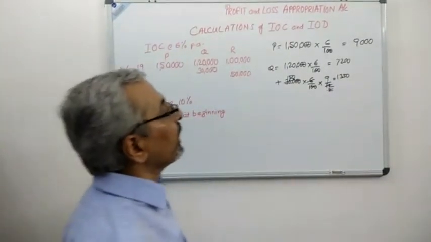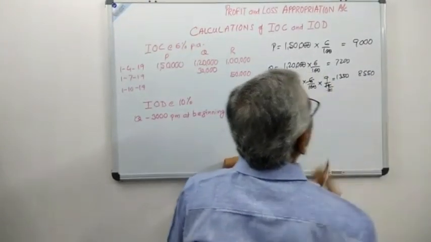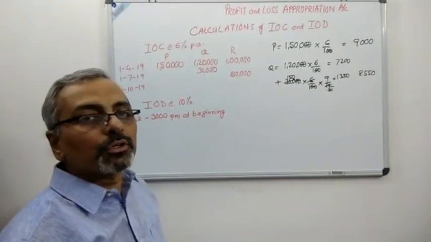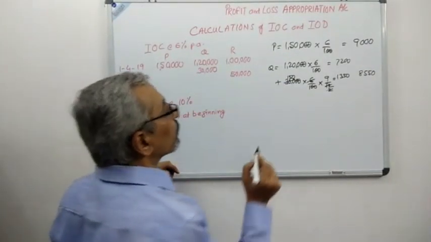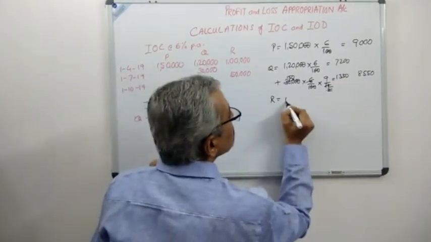So if you add that, how much are you getting? You are getting 8,550. That is the interest on capital of Q. And the last one we have is for R. You can see 1 lakh.